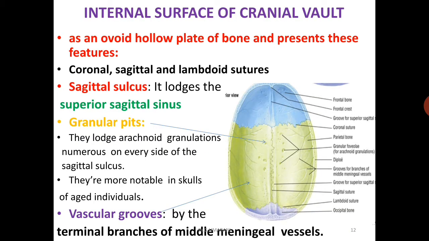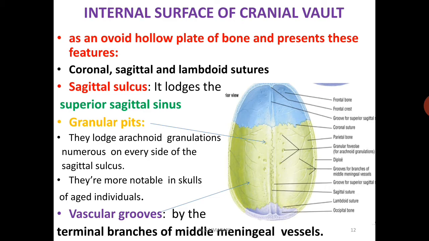The internal surface of the cranial vault is an ovoid hollow plate of bone with the following features. We can see the sutures: coronal suture, sagittal suture and lambdoid suture. The sagittal sulcus: in the image you can see a longitudinal groove known as the sagittal sulcus. It lodges the superior sagittal sinus, and you can see some pits. Those are known as the granular pits, and they lodge the arachnoid granulations. The arachnoid mater is the middle layer of the meninges.